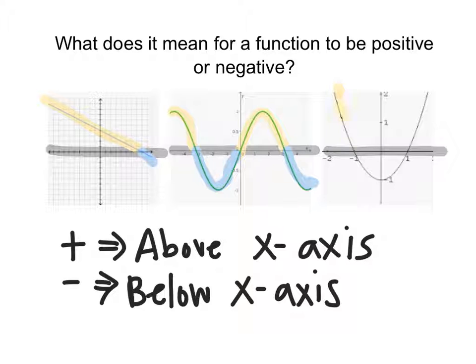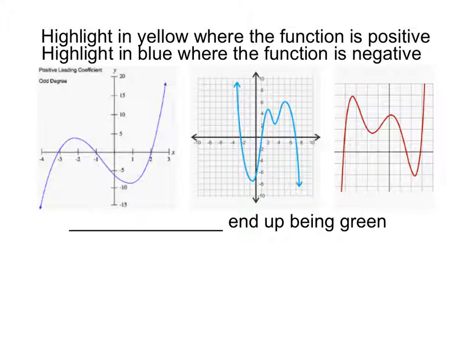And then yellow's above, and below is blue. And that is how you highlight your positive and your negative stuff. Again, we're going to highlight in yellow where the function is positive, highlight in blue where the function is negative. This would be a great time to try it on your own.